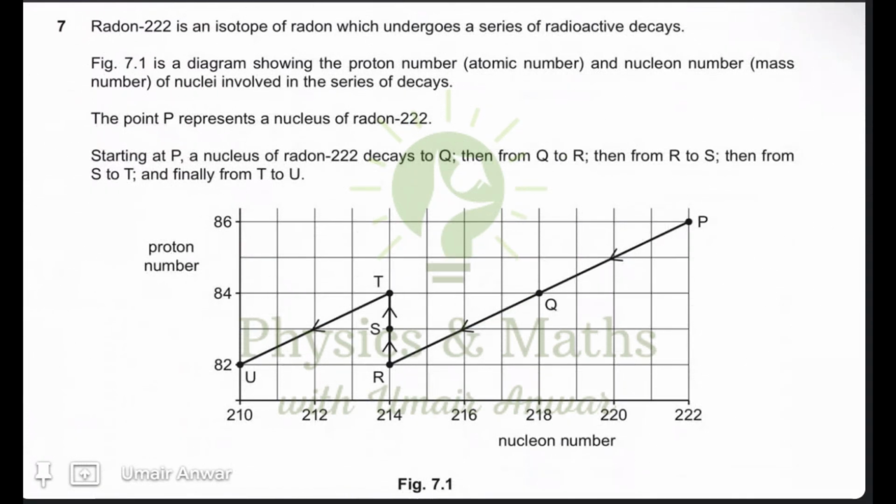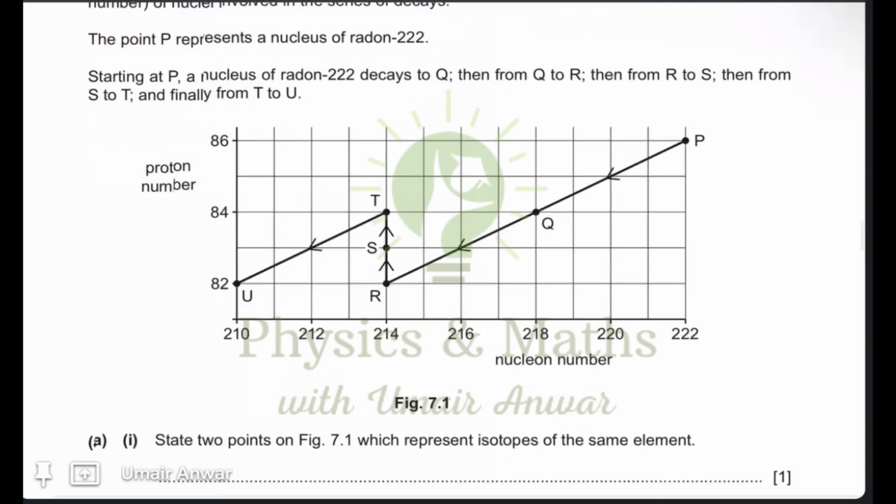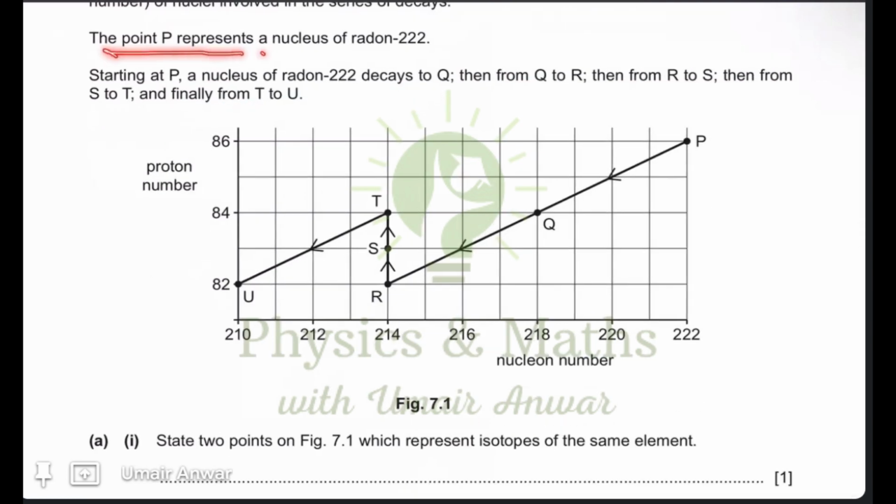Radon 222 is an isotope of radon which undergoes a series of radioactive decays. Figure 7.1 is a diagram showing the proton number (atomic number) and nucleon number (mass number) of nuclei involved in the series of decays. The point P represents a nucleus of radon 222. So it is here, radon 222. We can see that the nucleon number is 222 and the proton number is 86.